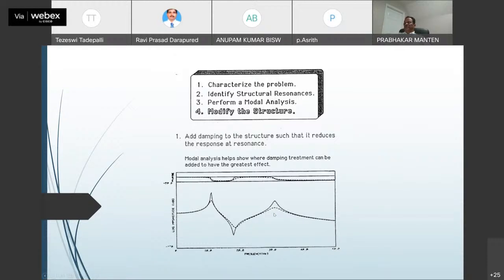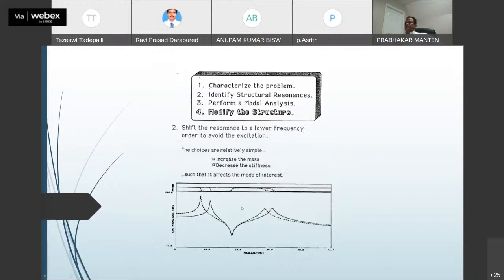Okay, and the only way is the mode shape pattern. Looking at the mode shape pattern, looking at the points where that particular frequency in the modal pattern is taking place, and trying to find out where the maximum strain energy is, and applying these steps, at least the viscoelastic or any other physical dampers at that point will effectively produce the desired effect. Okay, or shift the resonances to a lower frequency in order to avoid the excitation.